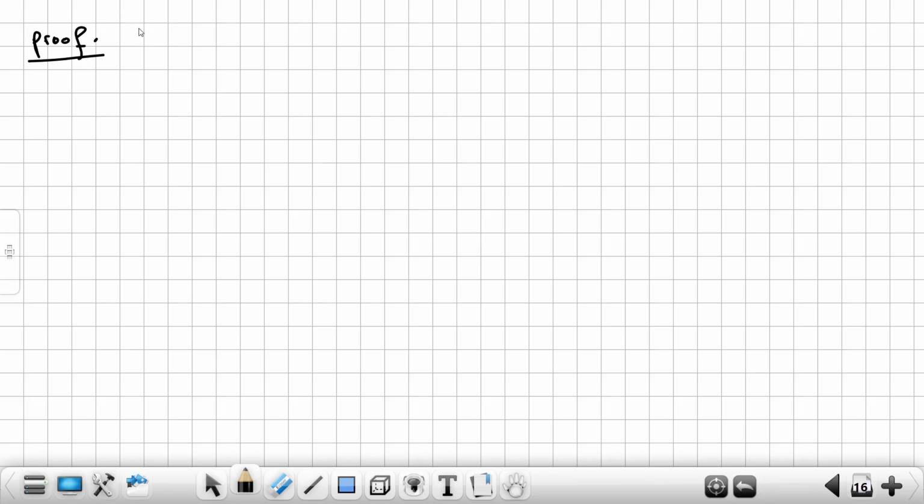So we'll start with the proof of Eisenstein's criteria. Suppose that p of x is primitive and reducible over Q. Now we can always suppose that p of x is primitive. We're working over a field.